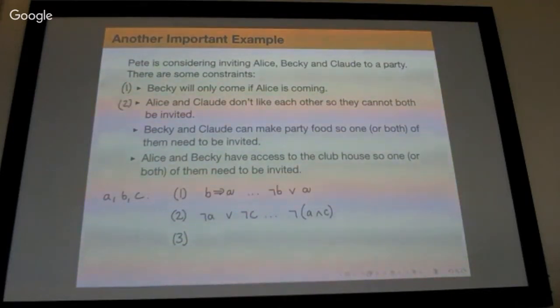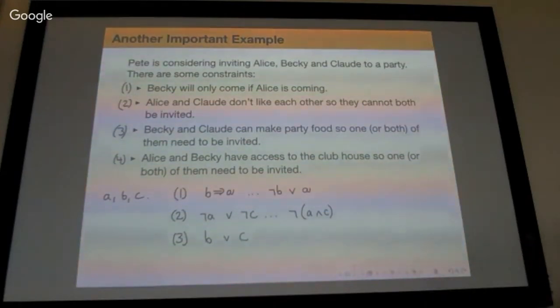This is 2. This is also 3. One or both need to be invited. So this is an or statement again, and or, because it says one or both. So that's B or C. Is there any alternative to that? Yeah, but they're all kind of silly. You can't make it any simpler than that.